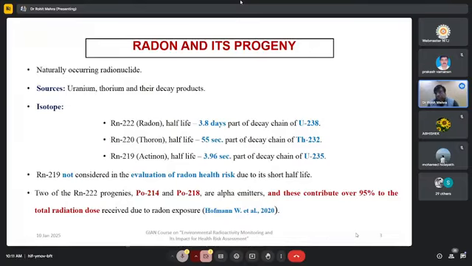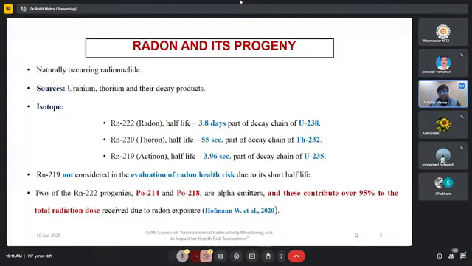So suppose there is a contamination in the soil, in the building material, or in some naturally occurring substance. But once the decay products become gaseous, it is very difficult to control it. So that is why their studies are very important.